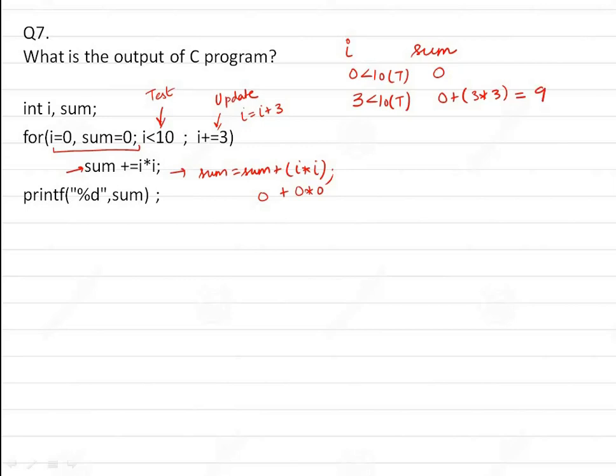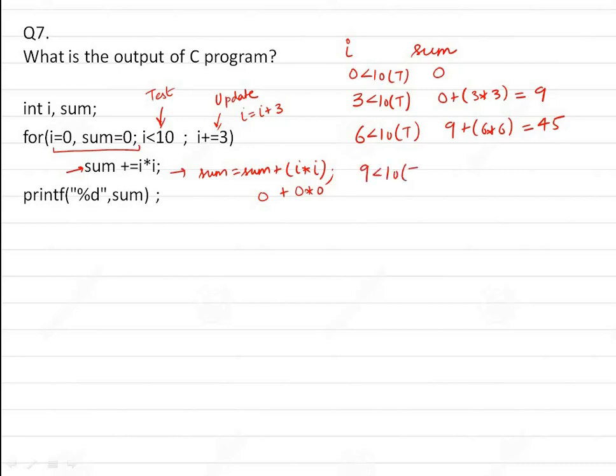And the value of i is incremented by 3, so 3 plus 3 is 6, 6 is less than 10, so again true. So now the value of sum is incremented as 9 plus 6 into 6, so 6 into 6 is 36 plus 9 is 45. Then the value of i becomes 9.